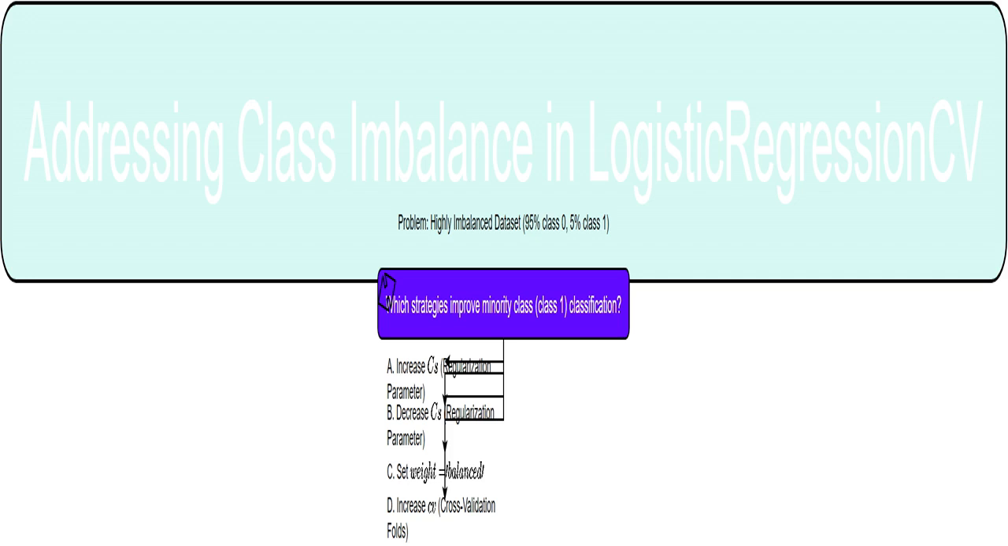This problem involves improving logistic regression's performance with an imbalanced dataset. We have a dataset where 95% of the data points belong to class 0, and only 5% belong to class 1. That's a serious imbalance. This means the model could easily learn to predict class 0 most of the time and ignore class 1, resulting in a model that is not very useful for identifying the important minority class.